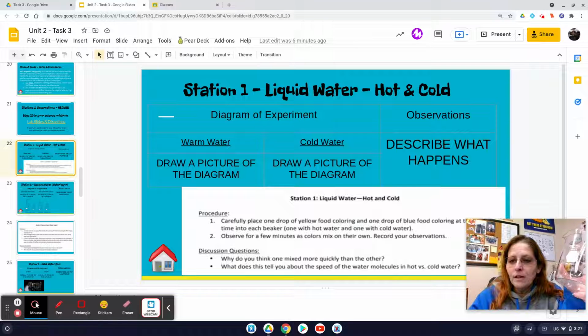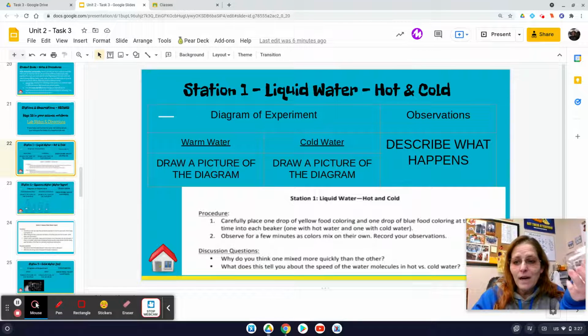If there is a burner back there to warm up the water, please do not touch the coils. It will burn you. This is why you had to turn in the lab safety sheet, so that if you do something not very bright, it's not my fault. It's your fault because you knew better. Okay. So one glass is going to be on the burner, or going to be warm water, hot water. The other glass is just going to come right out of the tap. It's going to be cold water.